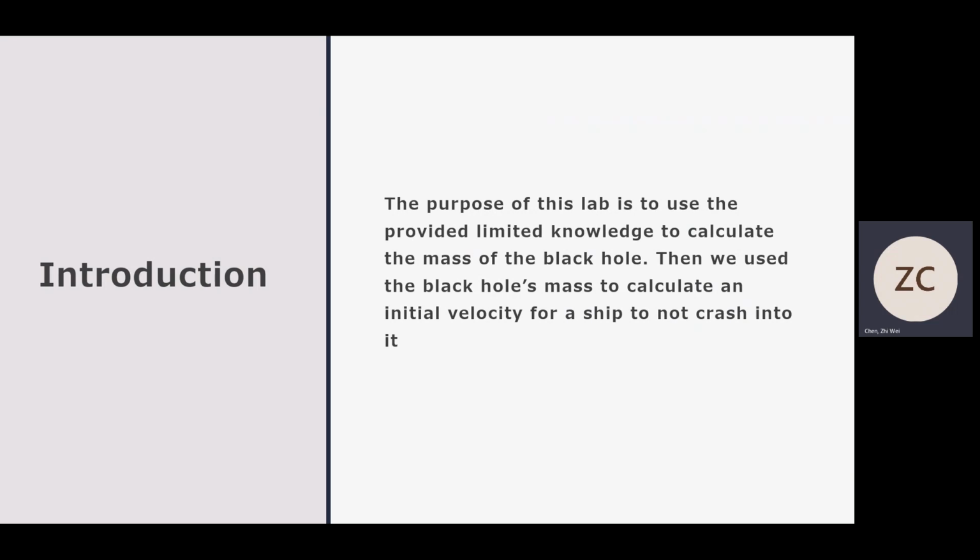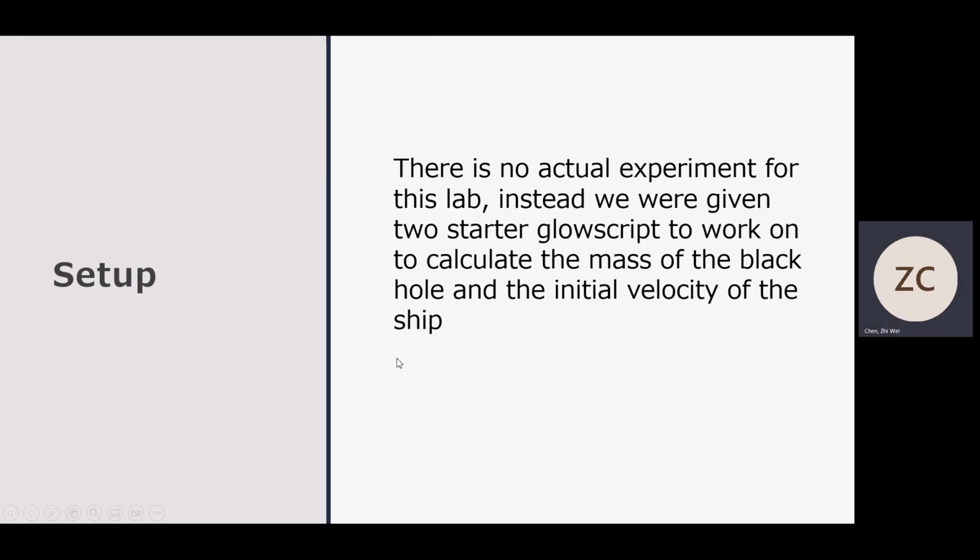For the setup of this lab, there's no actual experiment, like in previous labs. Instead, we are given two starter GlowScripts to work on to calculate the mass of the black hole and the initial velocity of the ship.